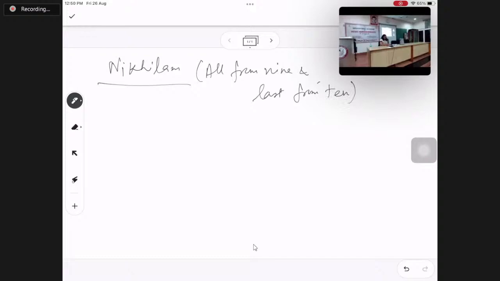So suppose I have a number, say 2, 7, 8, 9, 5, 4. How do we find the Vinculum of this? You subtract all from 9 and the last from 10. So this is 10 minus 4 is 6. 9 minus 5 is 4. 9 minus 9 is 0. 9 minus 8 is 1. 9 minus 7 is 2. 9 minus 2 is 7. So this is the Vinculum of this number.